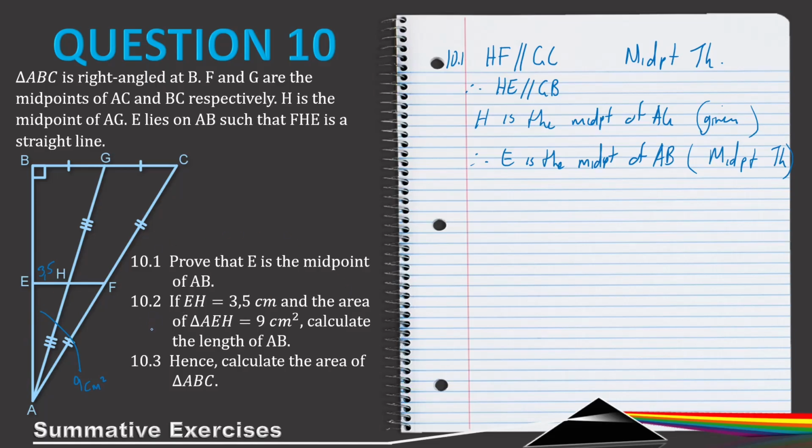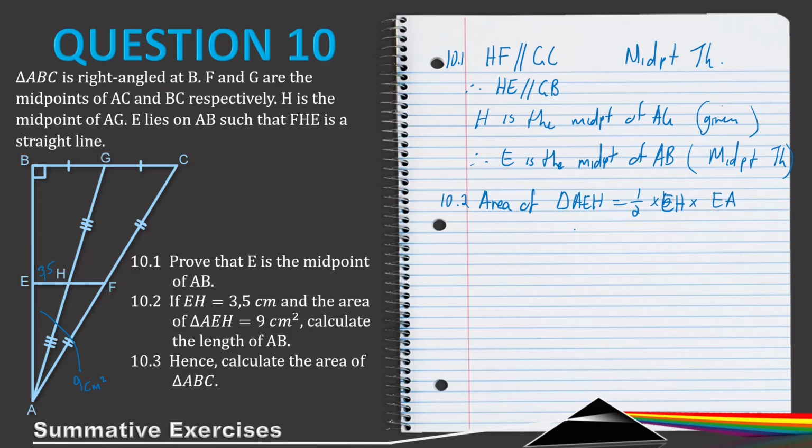Now, normally, when we work with areas, we're given the base and the perpendicular height, and we just substitute into the formula, and that gives us the area. In this case, we are given the area, but one of the sides we do not know. So we're going to write down the formula for the area of a triangle. Area of triangle AEH is equal to half base times perpendicular height.